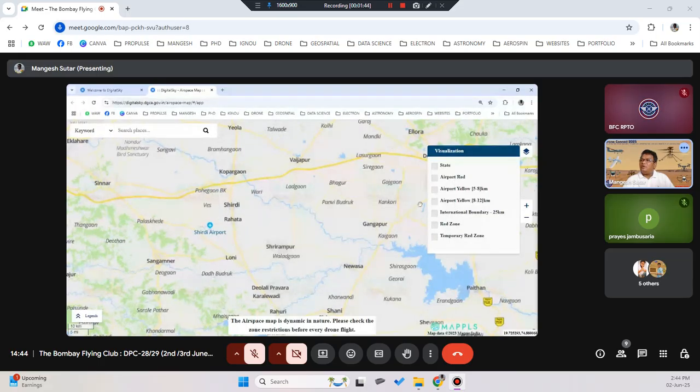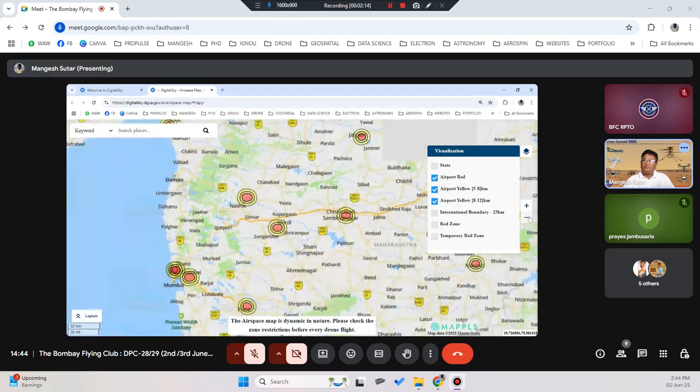From the airport, 5 kilometers is your airport red. Okay, then from the 5-kilometer boundary plus 3 kilometers, that is 8 kilometers, is your airport yellow. Okay, then your airport outer yellow, that is from 8 kilometers till 12 kilometers, and then the remaining space that is not demarcated as either red or yellow is your green zone.